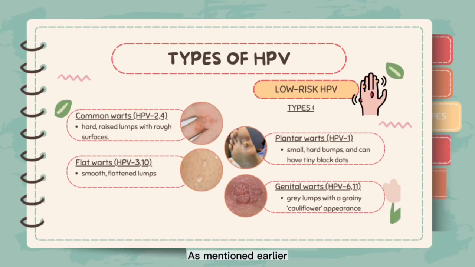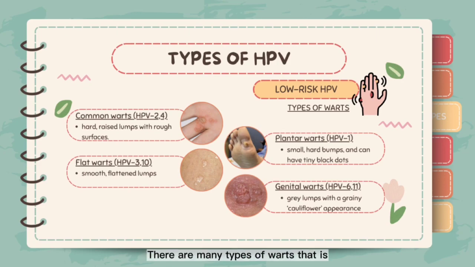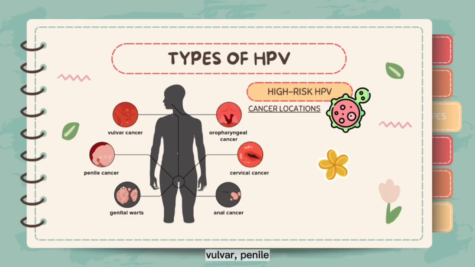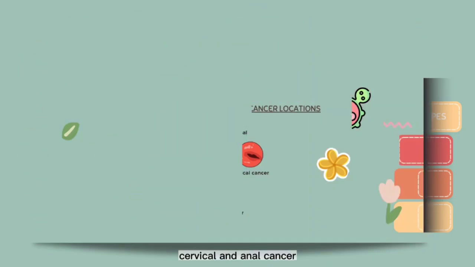As mentioned earlier, low-risk HPV is wart-causing. There are many types of warts caused by this strain, which are common warts, plantar warts, flat warts, and genital warts. Each of them is caused by different types of HPV and shows different characteristics. Meanwhile, high-risk HPV-related cancers include oropharyngeal, vulvar, penile, cervical, and anal cancer.